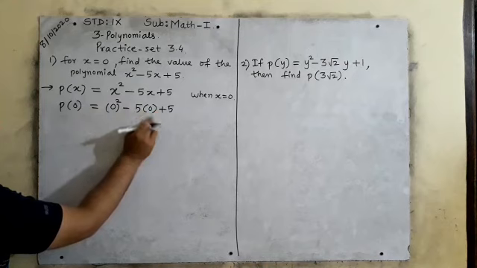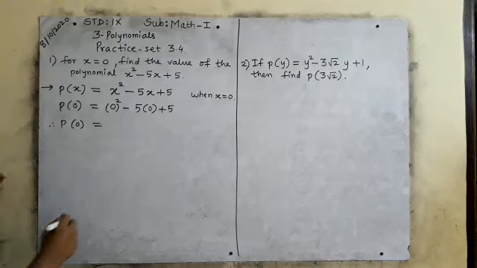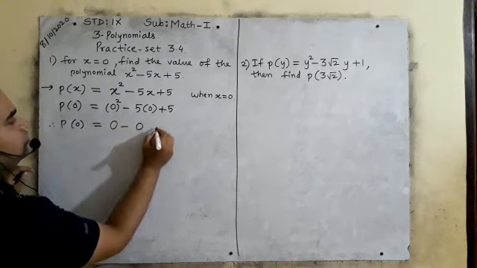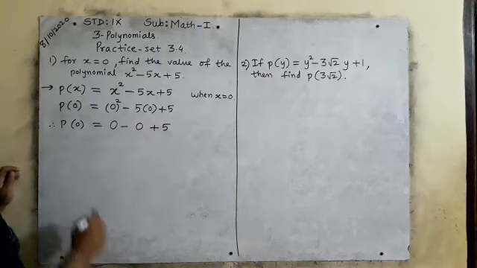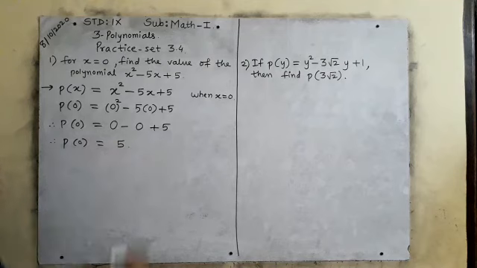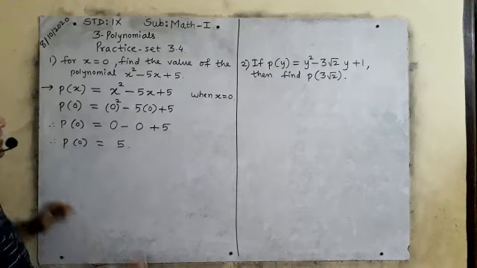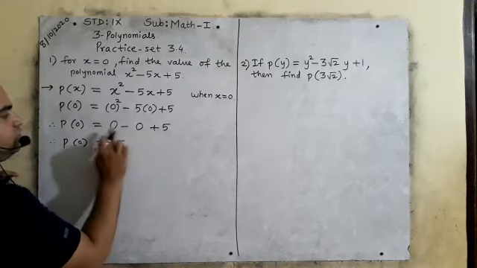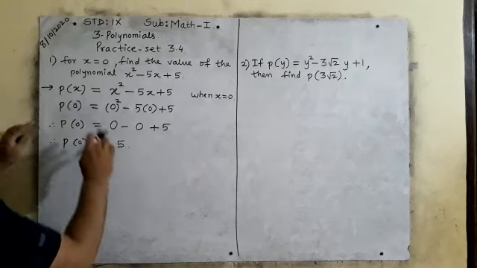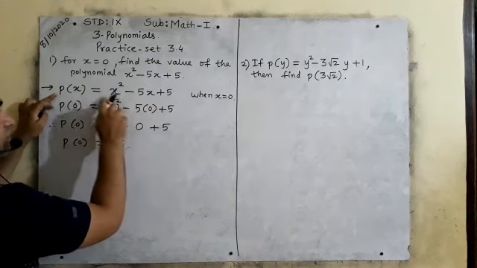5 and x has multiplication, right? So I will write, therefore polynomial of 0 square is equal to 0 minus 5 zeros are 0 plus 5. Okay, so therefore polynomial of 0 is equal to what? Only 5. Clear? 0 minus 0 is 0. Or you can say this is positive, this is positive. 0 plus 5 is 5. 5 minus 0 is 5. Is it clear?